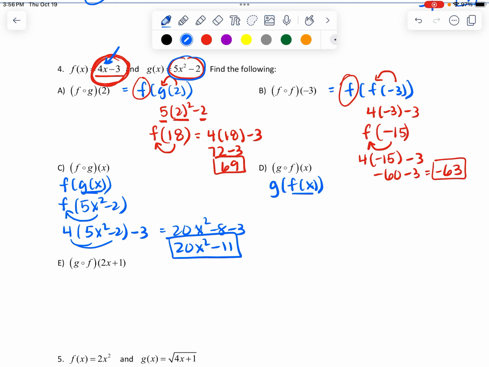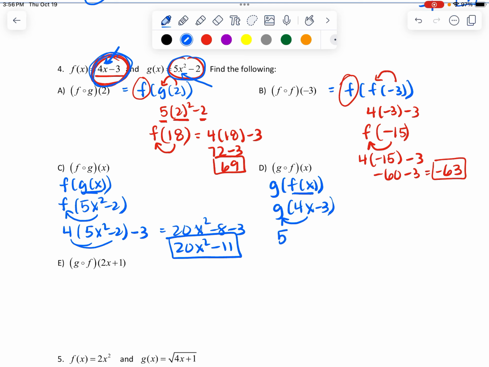So what does f of x equal? So f of x equals 4x minus 3. So this is going to be g of 4x minus 3. And this time you're plugging 4x minus 3 into g. Now g is a little bit more complicated, so I'm replacing all of these x's with a 4x minus 3.